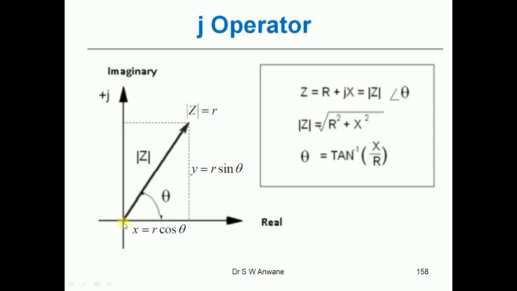Now this side on the x-axis or real axis is r cos theta, r cos phi, and this side is r sin theta or r sin phi. So the magnitude, which is modulus of z equal to r, can be the square root of capital R squared plus capital X squared, and theta is equal to tan inverse of X upon R, that is imaginary part upon real part.